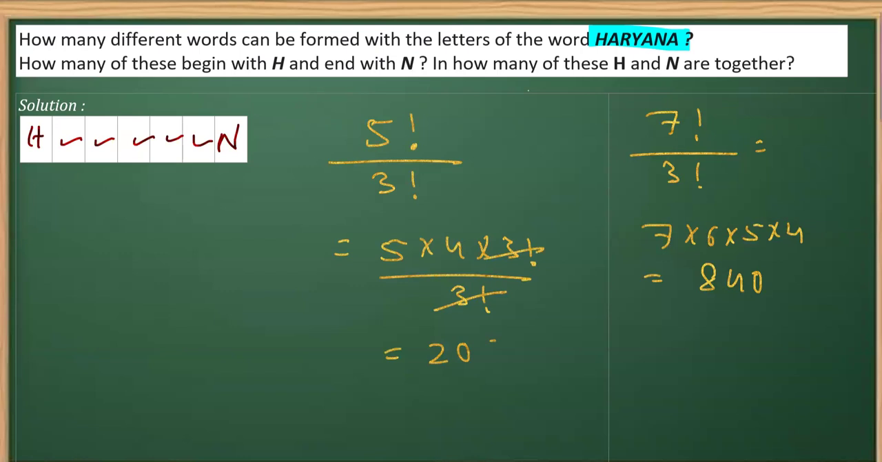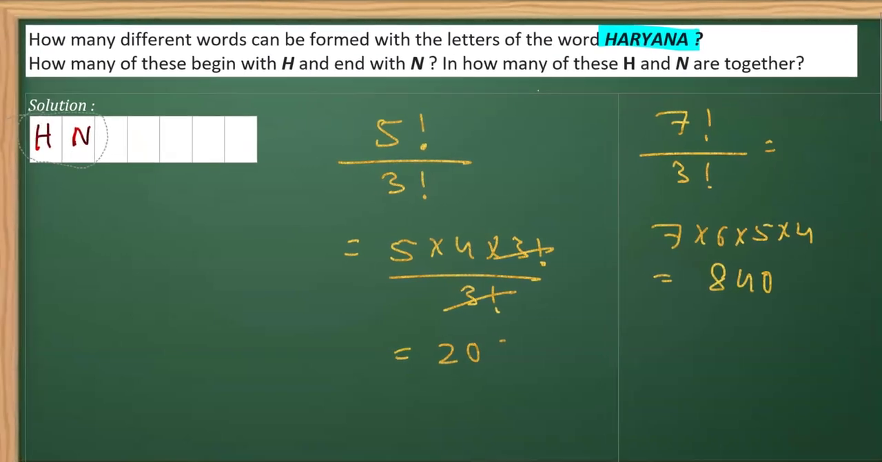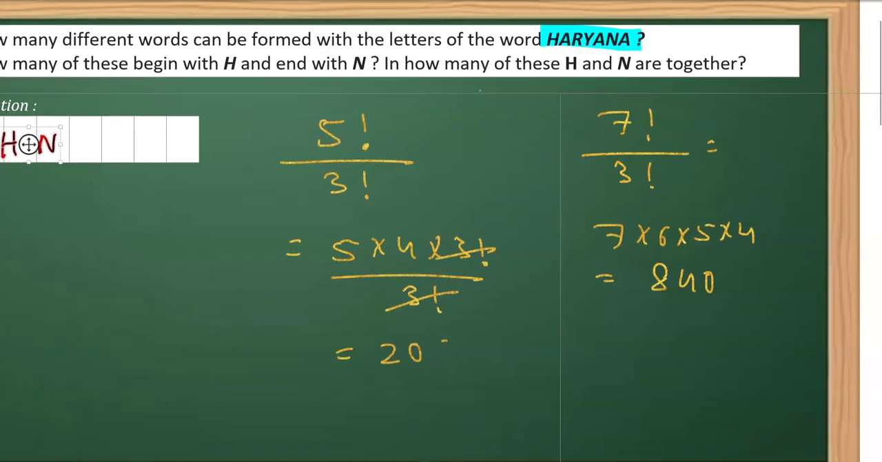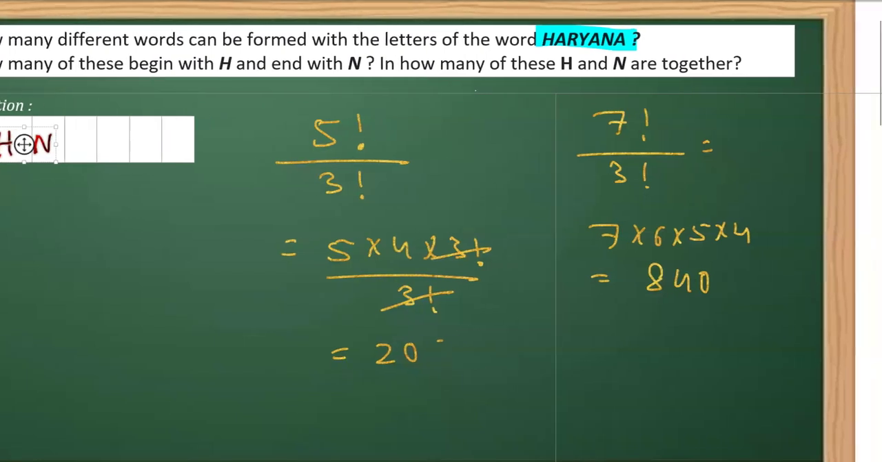Now coming to the last part, the final part, it says H and N are together. That means wherever H and N are, they are together. Now let's figure out how many places H and N can have. This is how many places can H and N be together.